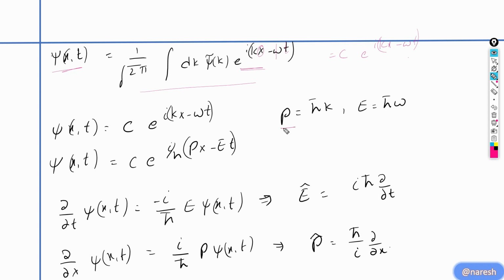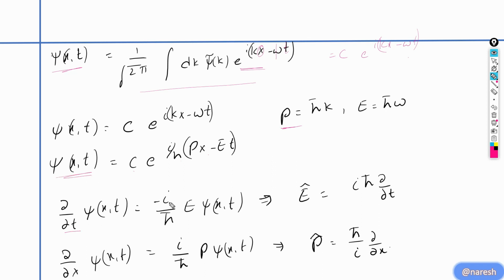We know the momentum p equals h bar k and E equals h bar w. These two equations we already discussed. By these two equations we can tell the electron has both wave nature and particle nature. Now we can use these two and just replace these values with p and E. Now we will get c times e to the power i by h bar (px minus Et).